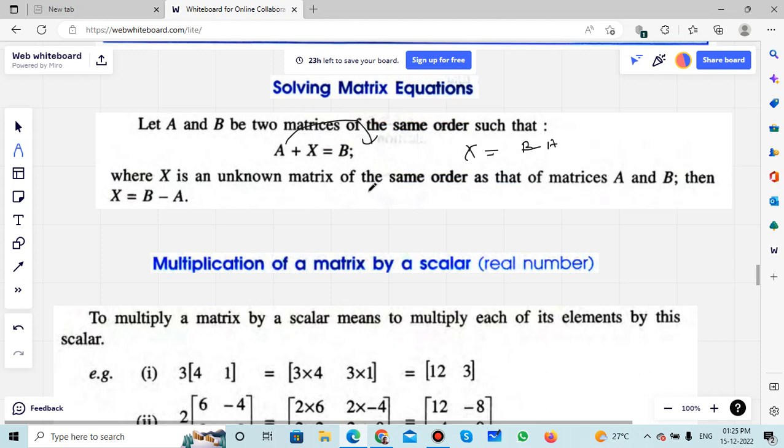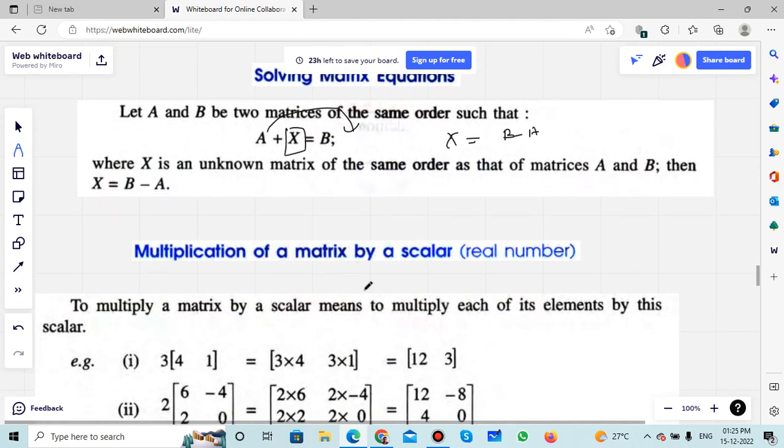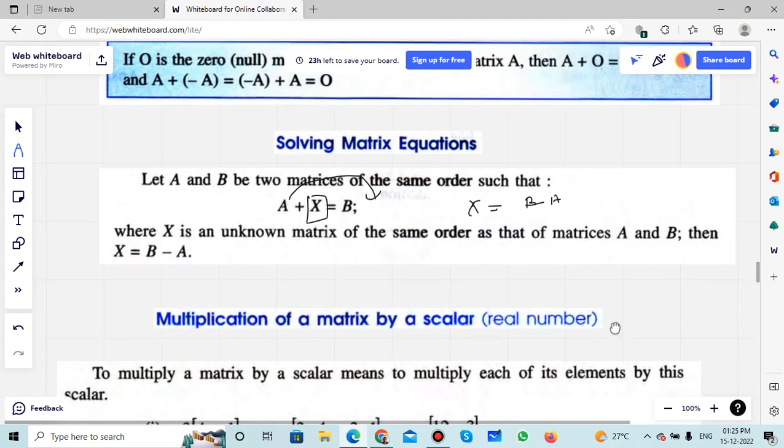Then how do we get that? You will subtract A from B, and whatever matrix you get will be the value of X, and that is what is supposed to be added to A. Clear? Simple question. It will be more clear once we solve some questions based on it.